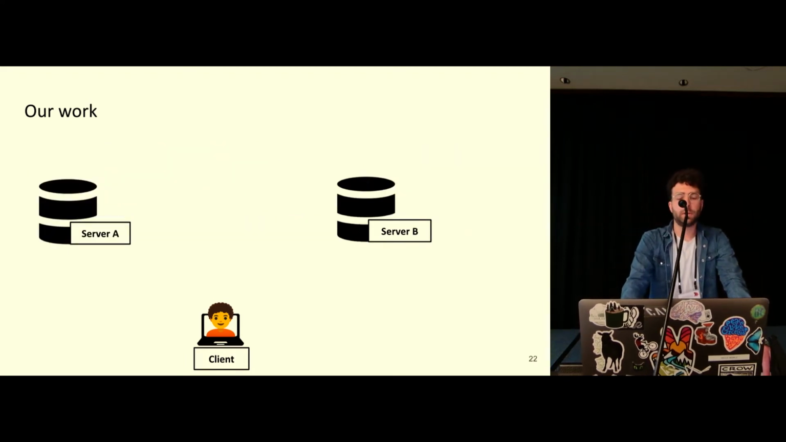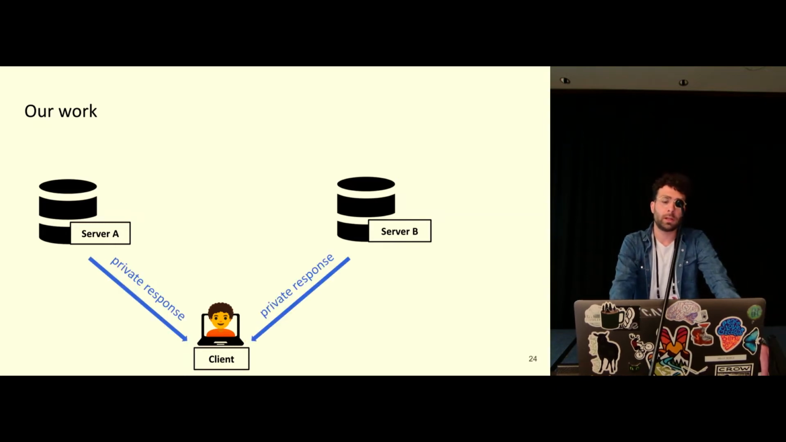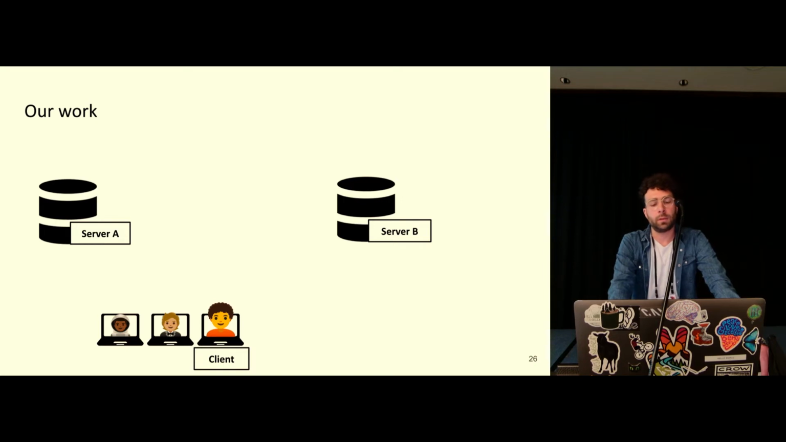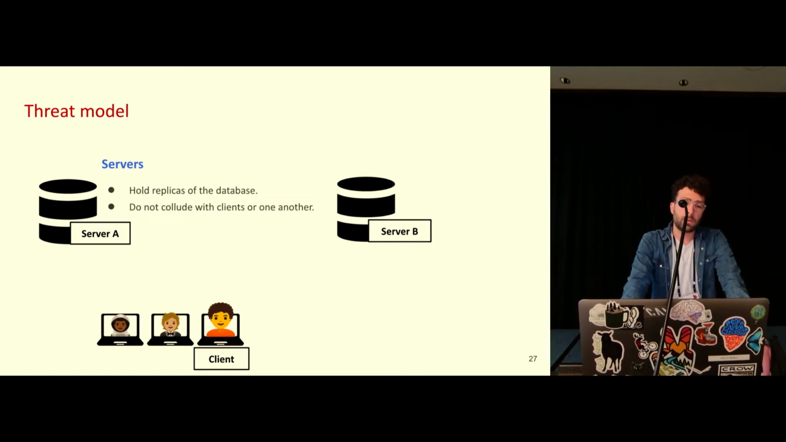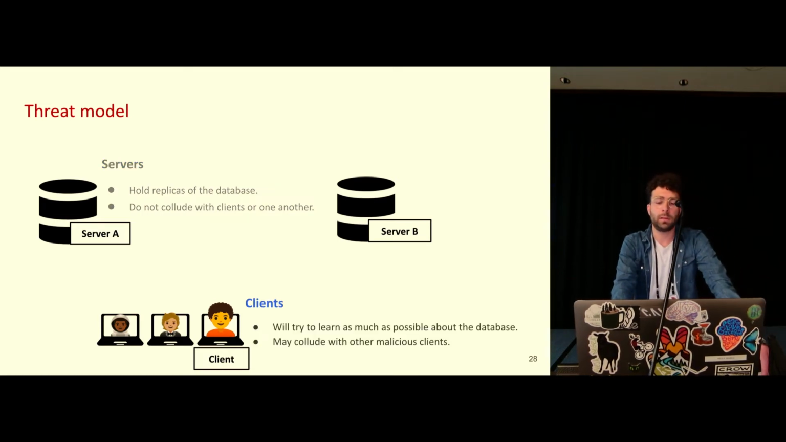So with these 2 database servers, the client will essentially send a private query to each of these servers. The servers will run some computation and respond to the client. And with this response, the client can recover the approximate nearest neighbor to its query. And in our setting, we'll operate with multiple different clients, so we're not limited to a single client setting. The threat model under which we work is that the 2 servers will hold replicas of the database, and we'll assume that the servers do not collude with the client or each other. The clients, on the other hand, will try and learn as much as possible about the database and may collude with each other in order to achieve this.